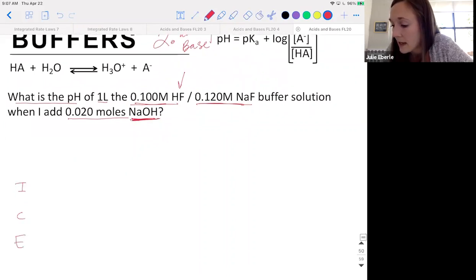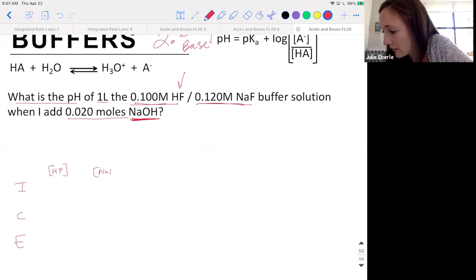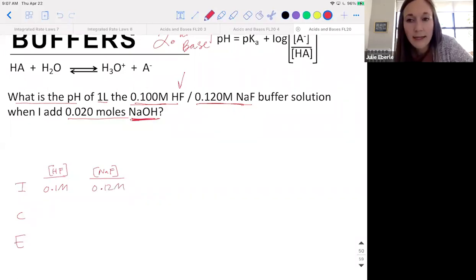What we're going to do on an ICE chart is plug in our initial concentrations, I stands for initial, of our weak acid and our conjugate base, which is F minus here, or I guess it's the NaF. So what are our initial concentrations? It's 0.1 molar and it's 0.12 molar. So we're just plugging in our initial concentrations.